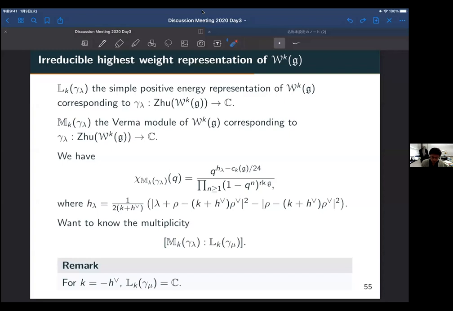Yesterday I defined these W-algebras and explained how they look for type A, and explained that their simple modules are parameterized by the central characters. So you can define Verma modules and simple modules, and the character of a simple module looks quite simple. So you want to express the character of a simple module in terms of the character of a Verma module.